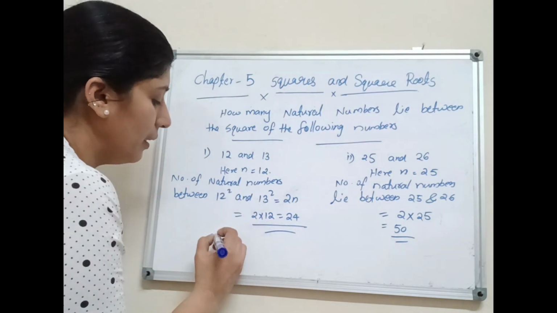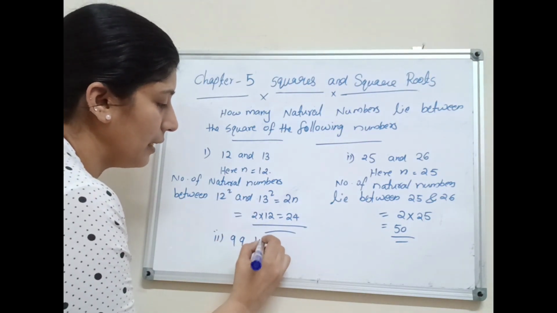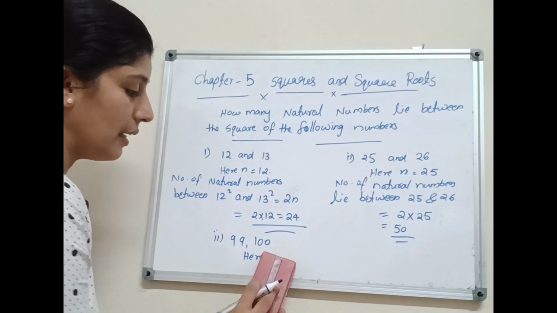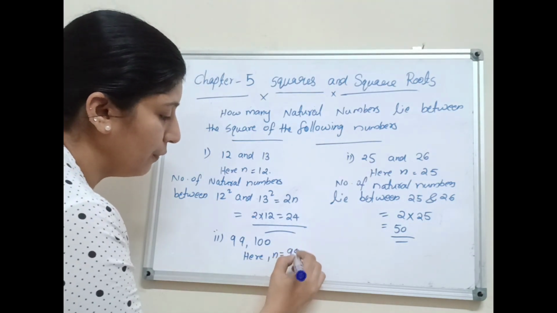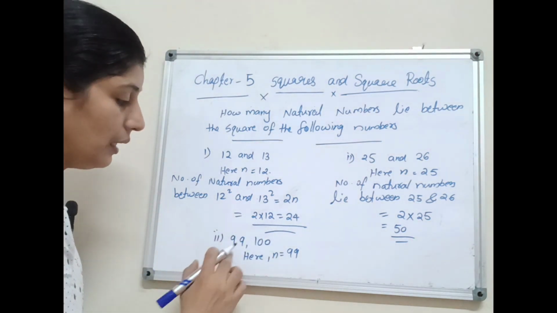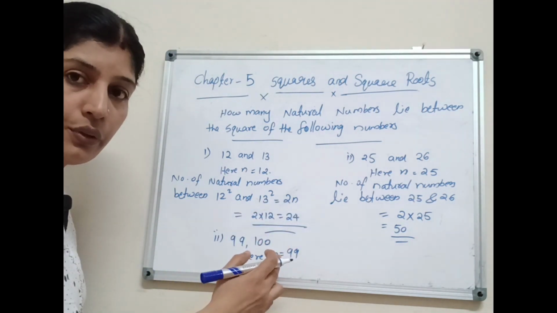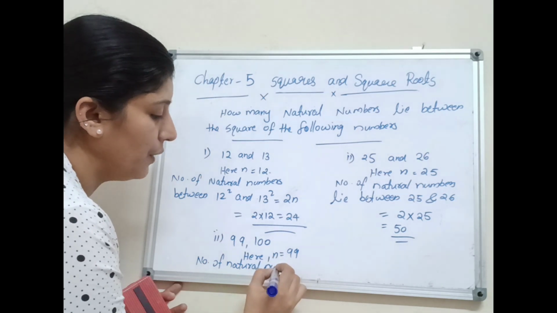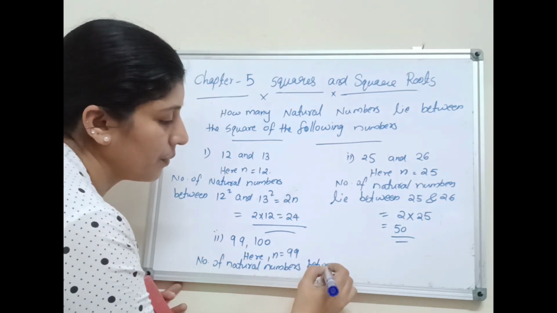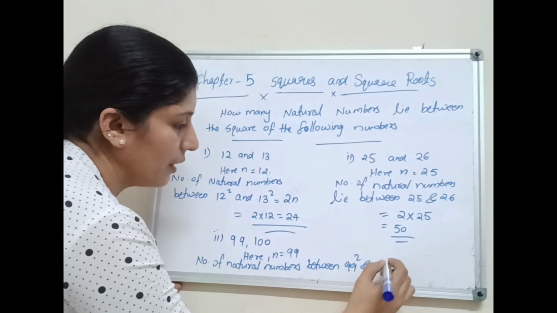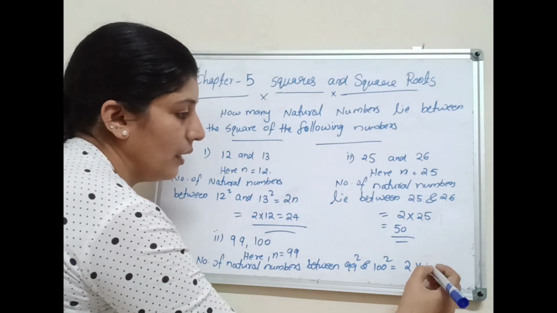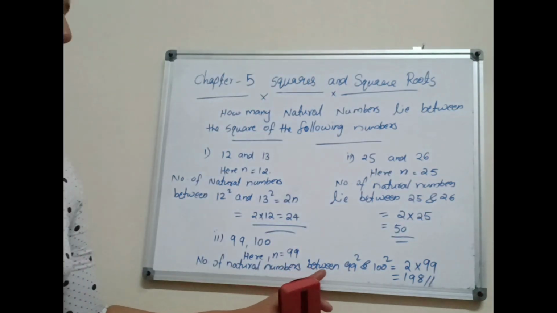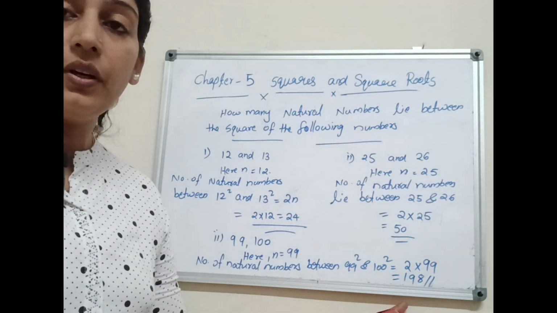Next, we consider the numbers 99 and 100. In the case of 99 and 100, here the smaller number is 99. Here n equals 99. Therefore, the number of natural numbers between 99 square and 100 square is equal to 2 into 99, that implies 198. Therefore, the number of natural numbers between 99 square and 100 square is equal to 198.